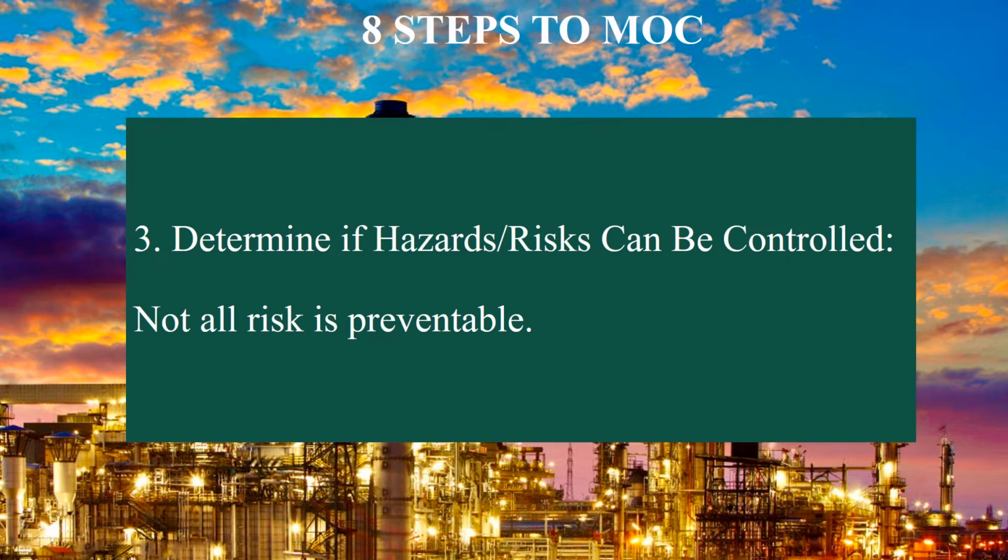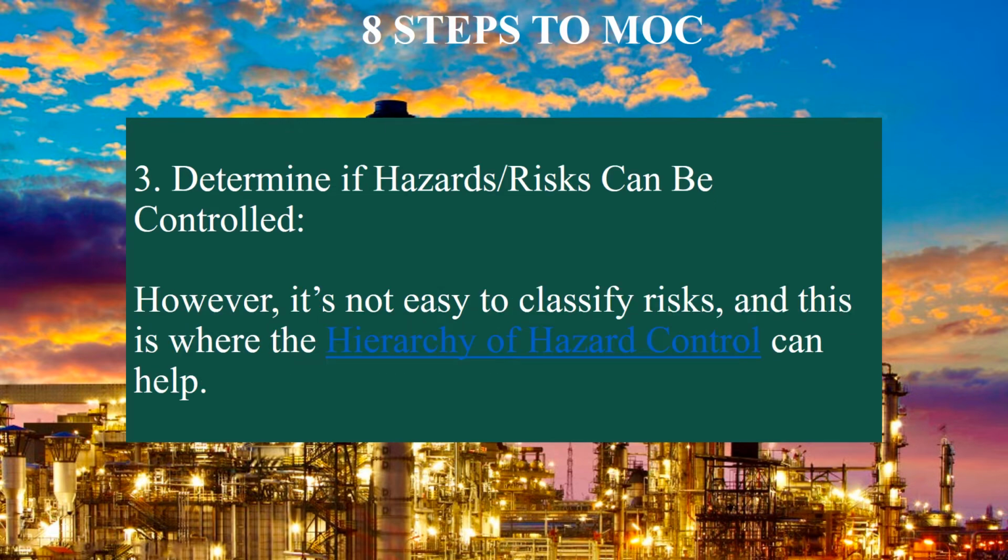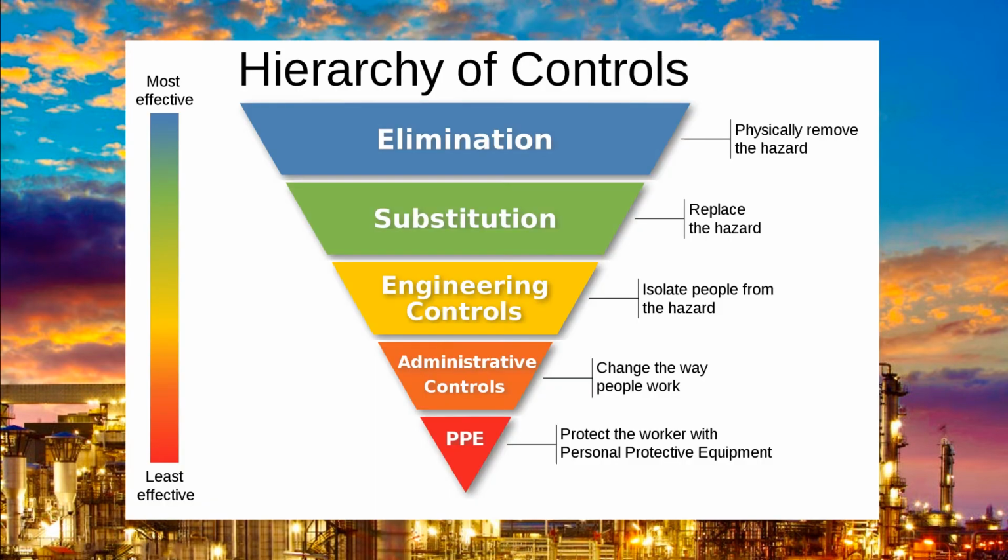3. Determine if hazards and risk can be controlled. Not all risk is preventable. Companies can only manage, or minimize, some of the hazards and risk. However, it's not easy to classify risks, and this is where the hierarchy of hazard control can help. This is the hierarchy of risk management, from the least effective to most effective.